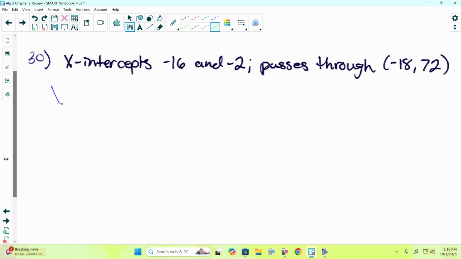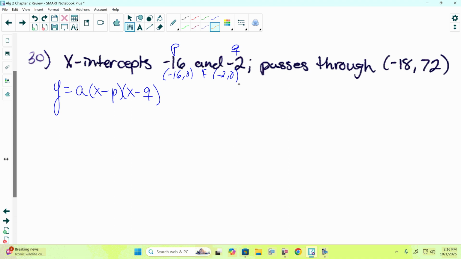Now, it tells us x-intercepts. So y equals a times x minus p times x minus q. In this case here, p and q are negative 16 and negative 2. Now they could give it to us as a point, negative 16 comma 0 and negative 2 comma 0. Those are the same thing, because when the y value is 0 is where we cross the x-axis.